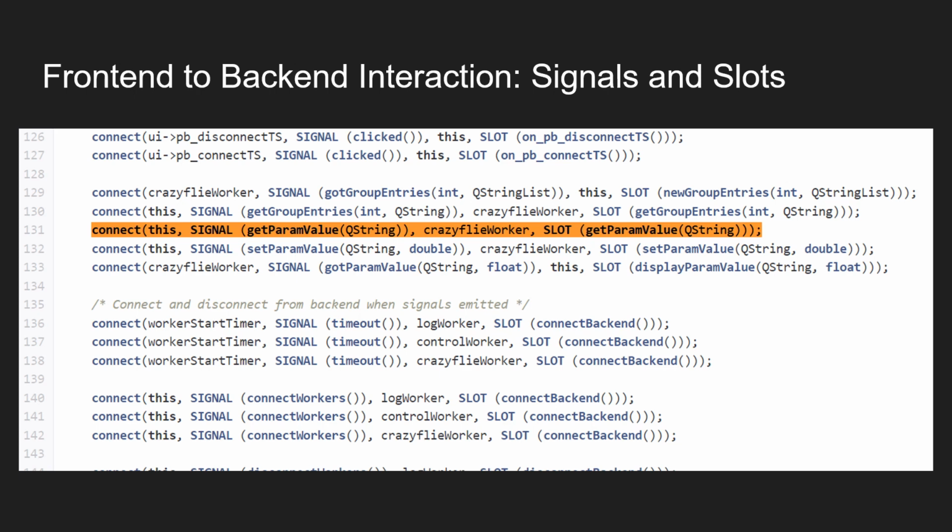To do this, we take advantage of signals and slots functions to make asynchronous calls to the other function. In this case, when we emit the get param signal from the main window file to the Crazyflie worker class, the Crazyflie worker will receive the signal and perform the task accordingly.